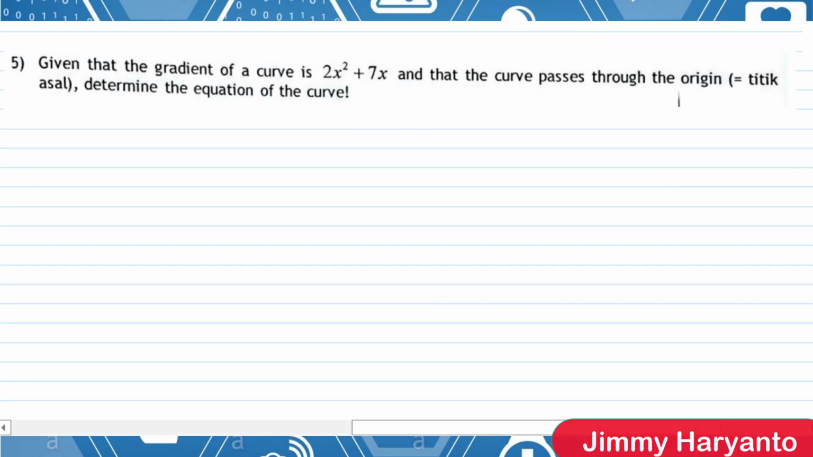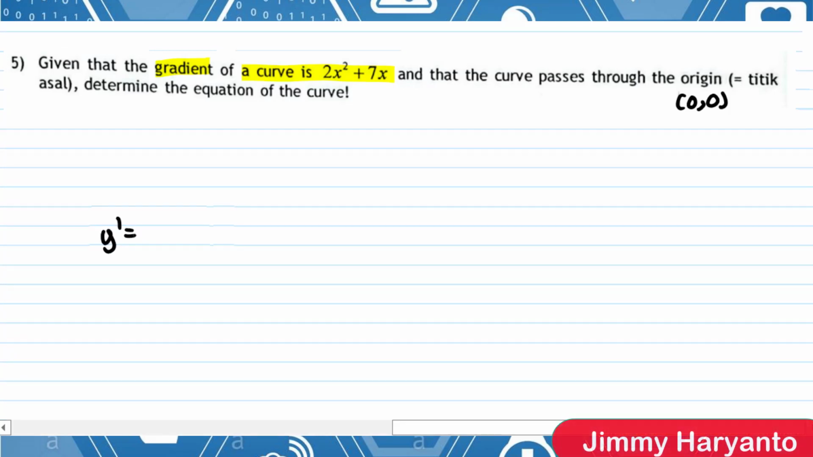Okay, next, number 5. Given that the gradient of a curve is 2x squared plus 7x and the curve passes through the origin. Origin means 0, 0, yeah. So the question already gives you the point and then the gradient of the curve. Gradient of the curve, yeah. Gradient of the curve means dy over dx, right?